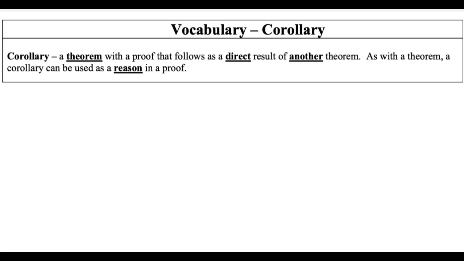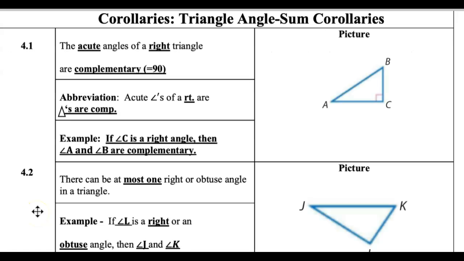And a corollary can be used as a reason in a proof. So here are some of the other corollaries that we do know. We know that if we have a right angle right here, then these two angles must be acute, and they also must add up to 90, which means that they are considered complementary. And so there's just an abbreviation instead of writing all those words.